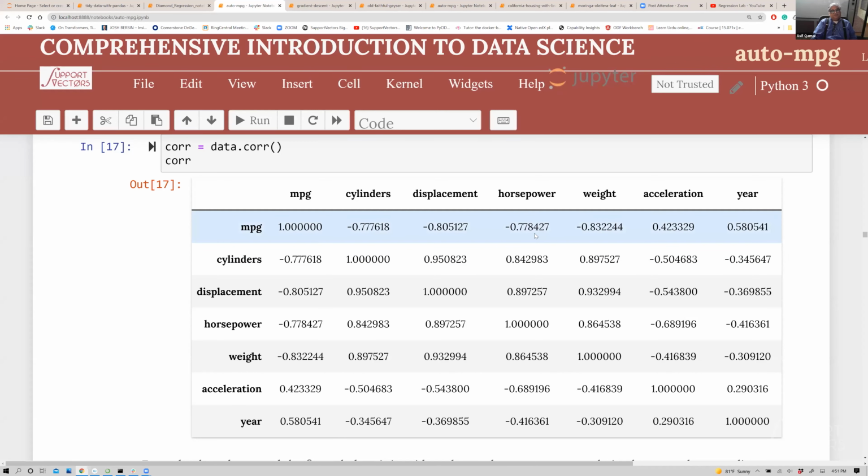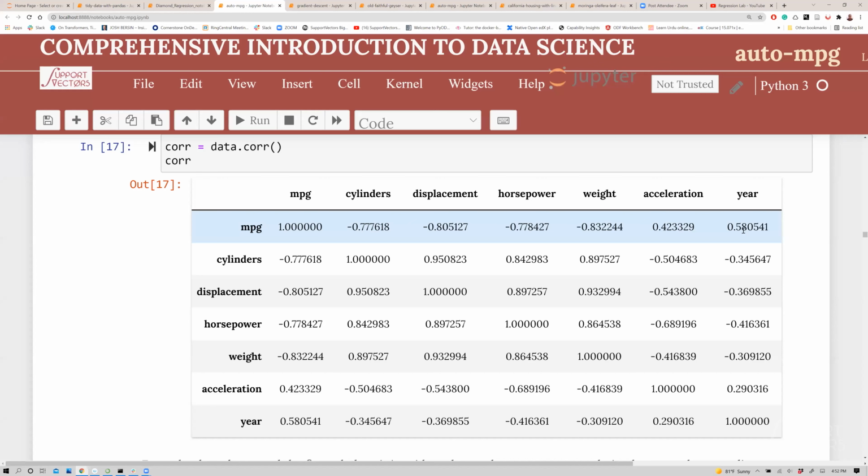Displacement also, the bigger the cylinders, the worse the miles per gallon. The more powerful a machine you have, the heavier the machine you have, the less the miles per gallon. And the more the acceleration, the more the miles per gallon. But by acceleration, the meaning is inverse: how long it takes to reach 60 miles an hour, right? And also it has a positive correlation to years. So the more recent the year, the better the mileage. Does this all agree with common sense, guys?